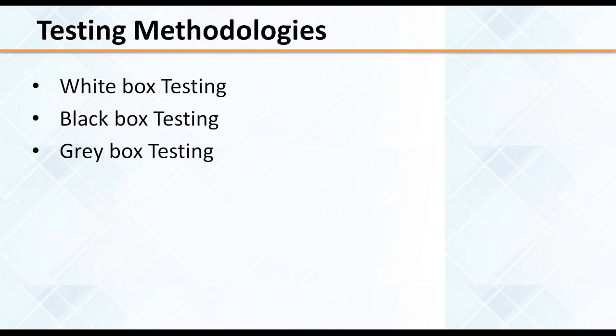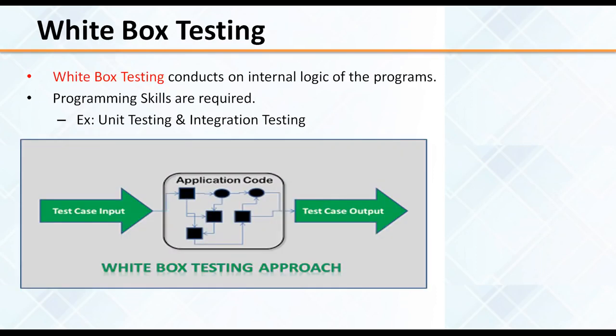So gray box testing is a combination of white box as well as black box. For example, let's look at white box testing first. Unit testing and integration testing come under white box testing. We need to understand the internal code that they have written. We will provide some input and we'll get some output. That is unit testing. Here the programming skills are required.